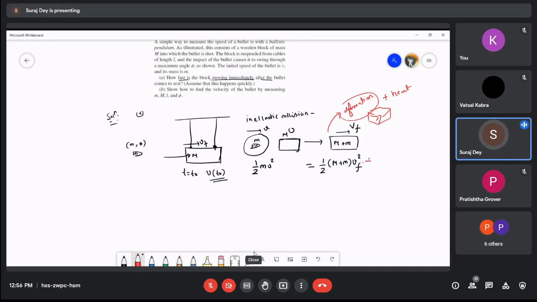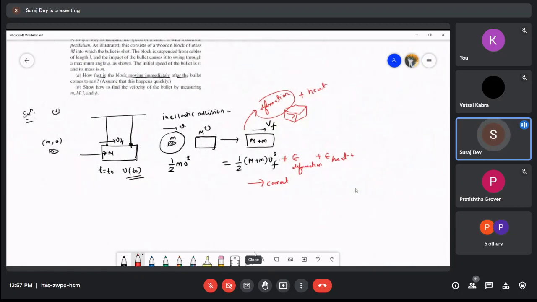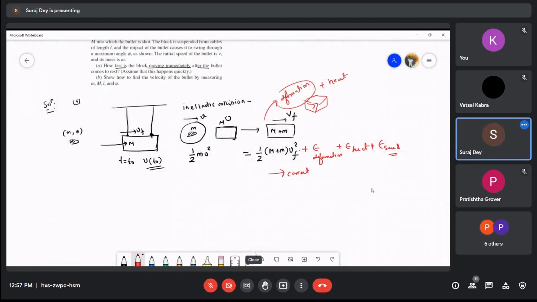The correct equation, if you want to use energy conservation, is that you have to include the energy for deformation plus the energy for heat. And now this is a fully correct equation, or plus some other things if there are. So sound: a lot of energy will go into sound also, because you'll hear a huge impact, and of course that comes from these energies only. Sound doesn't come out of nothing. And there may be some other things also. So you have to include everything if you want to work with energy conservation, and so this is not advisable at all.